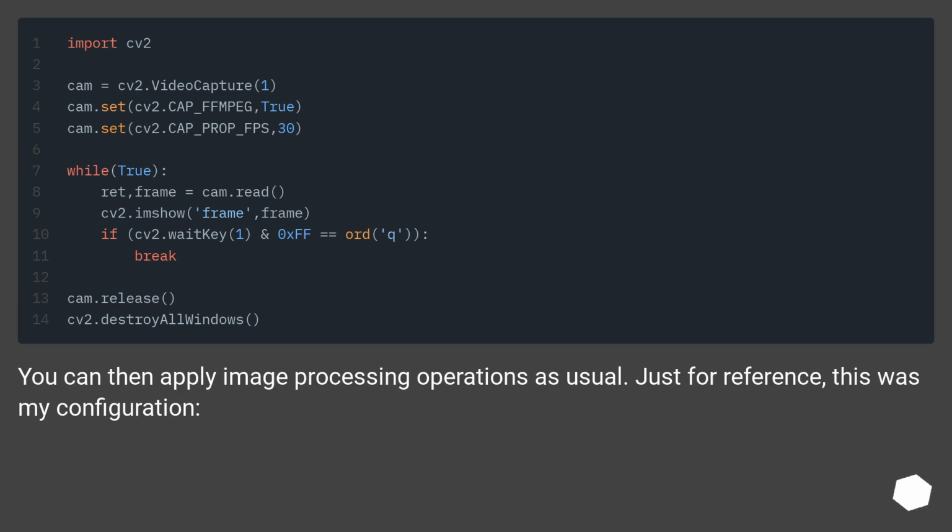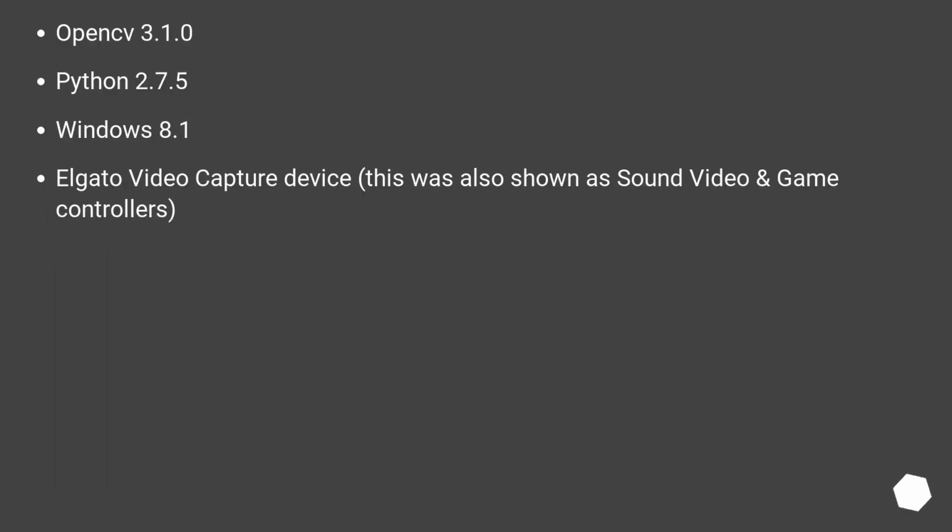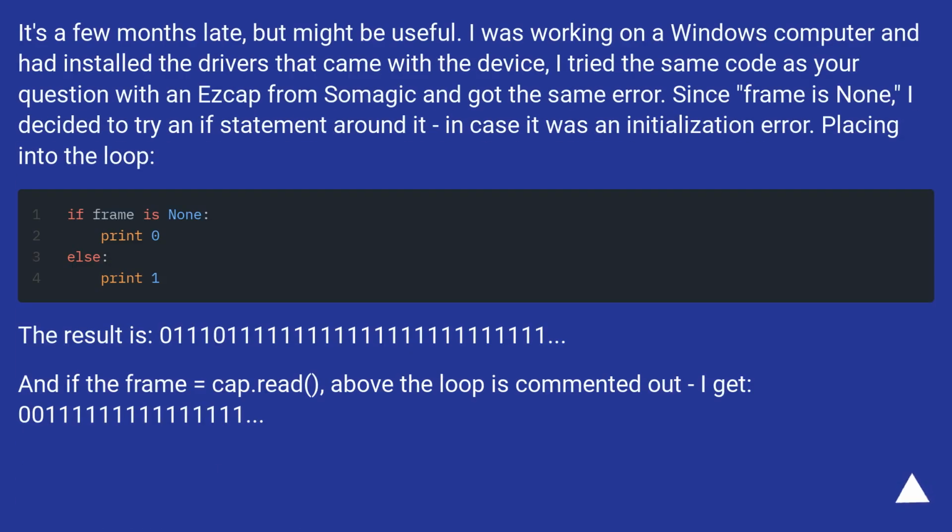Just for reference, this was my configuration: OpenCV 3.1.0, Python 2.7.5, Windows 8.1, Elgato video capture device. This was also shown as sound, video and game controllers. It's a few months late, but might be useful.